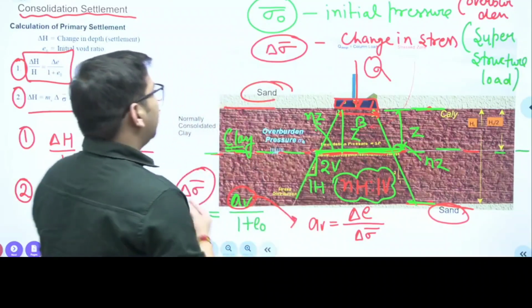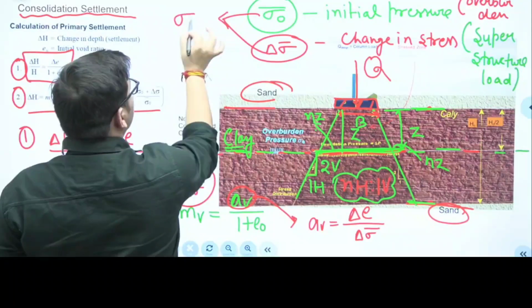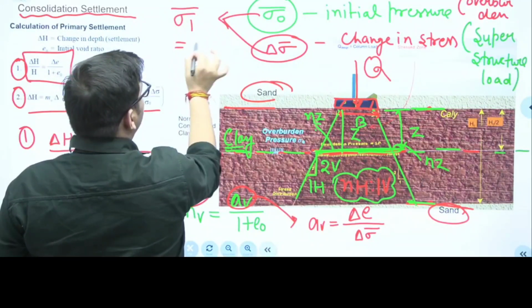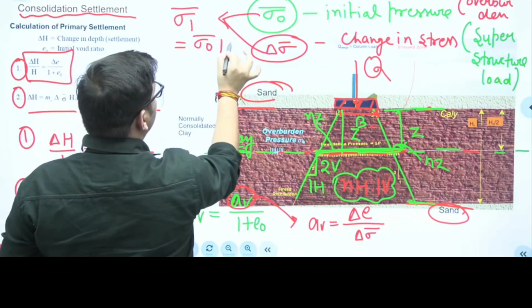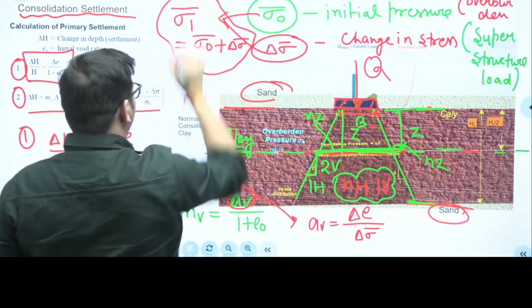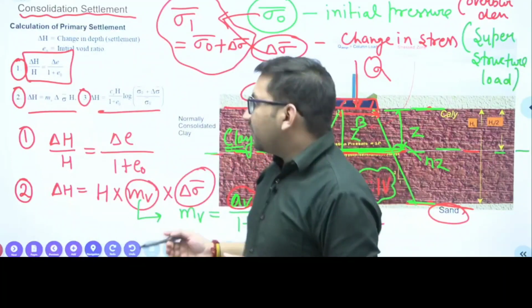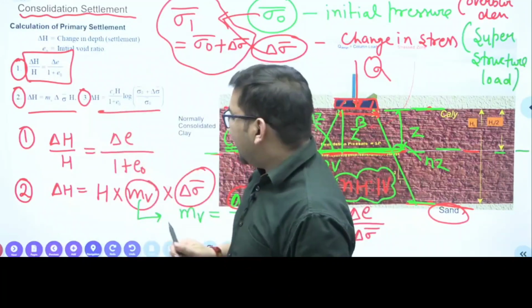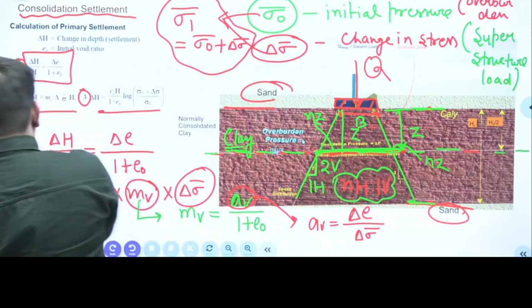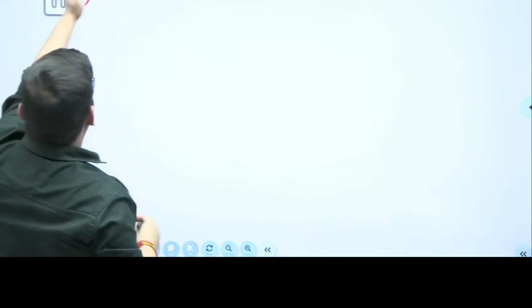Clear? And if you add these two values, you will get the final stress value, that is your sigma 1 bar, that is nothing but sigma naught bar plus delta sigma bar. So these are the parameters which will be needed for you to calculate the settlement value. Clear? Another formula for the calculation of settlement is your delta H. Third formula. These are the two formulas. Third formula is, or I'll write all the formulas again.